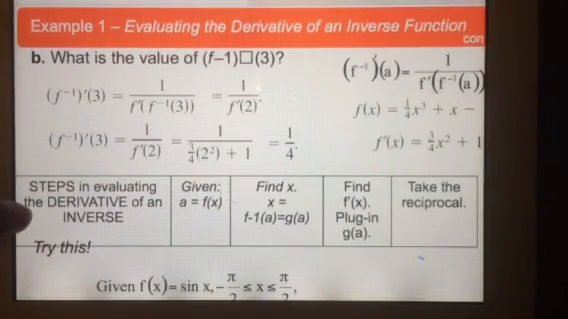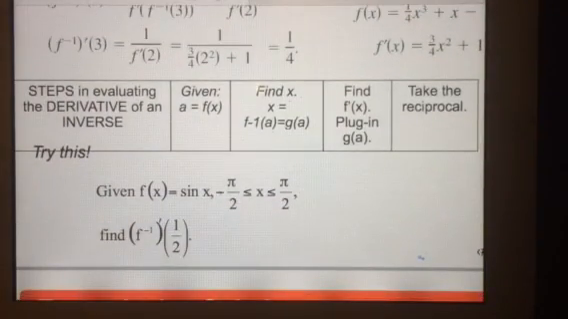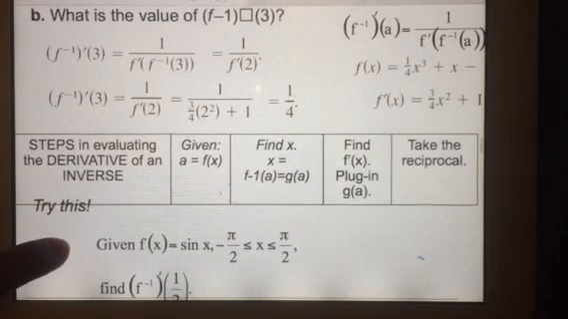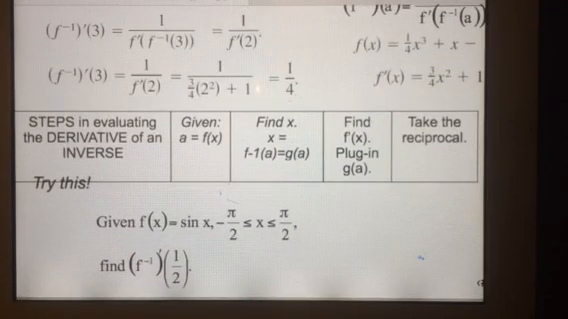Okay, try to do the following problem. You're given the function sine x. Take note that x is from negative pi over 2 to pi over 2. Find f inverse prime of 1/2.